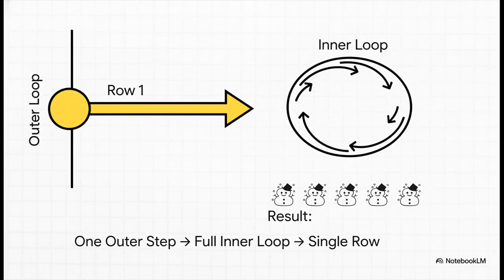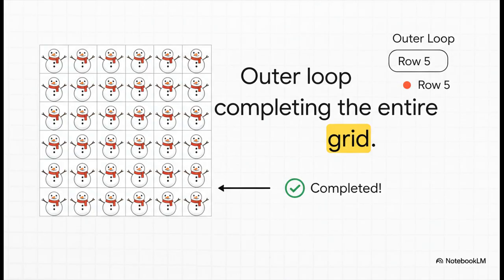So here's the key to really getting how this works. For every single time the outer loop runs, the inner loop runs to completion. So think of it this way. The outer loop says, okay, let's build row 1. The inner loop then kicks in and does its entire job, placing a snowman in every single column of that one row. And only after the inner loop is totally finished with that first row does the outer loop take its next step and move on to row 2. And this whole process just repeats, row by row, until that outer loop has finished its run, and boom, just like that, our entire grid of snowmen is complete.